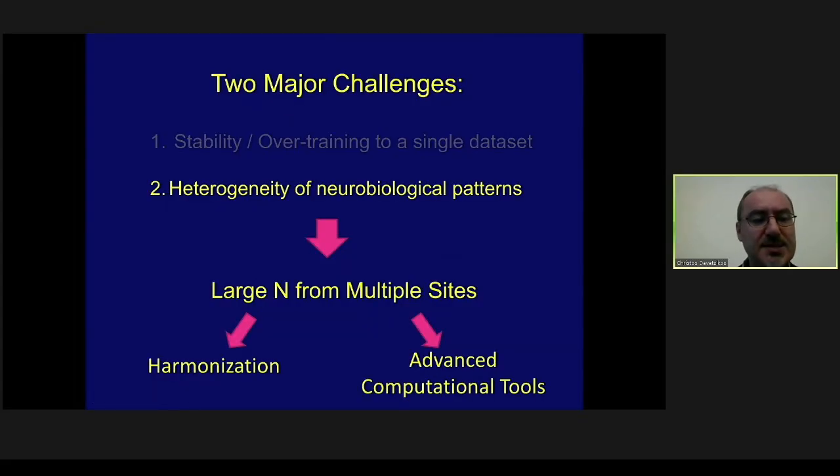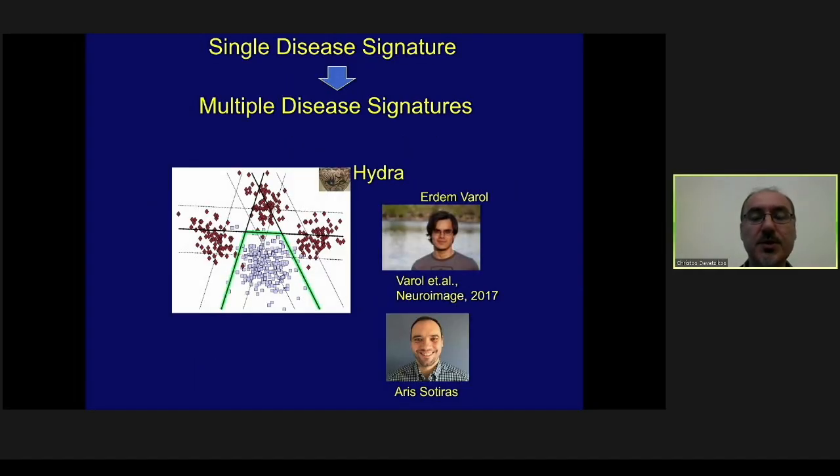The second challenge that I mentioned in the beginning is heterogeneity, and we've been working with this for several years now. This has been work by Erdem Varol, who used to be my graduate student, and he's now postdocing at Columbia University. He is looking for faculty jobs. He's highly recommended, very smart guy. And Aris Sotiras used to be with my group, and now he has his own lab at Washington University, St. Louis.